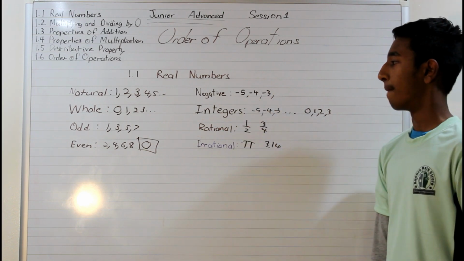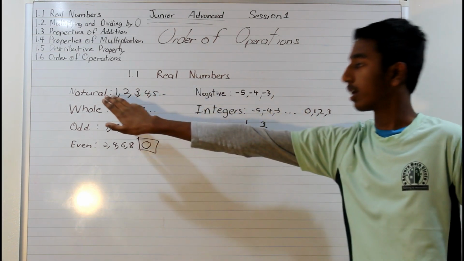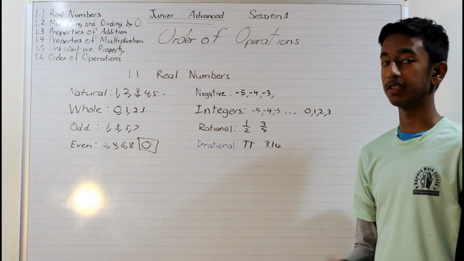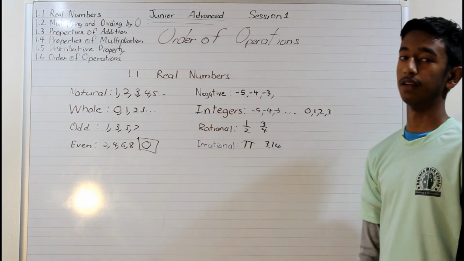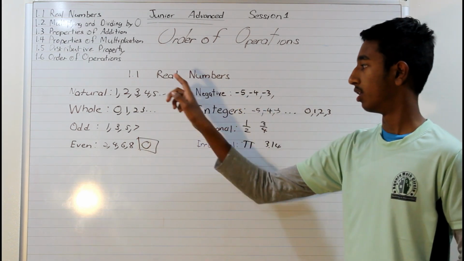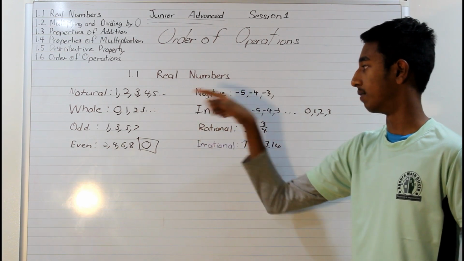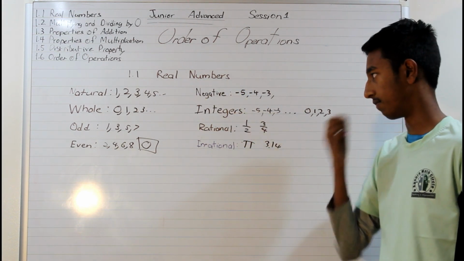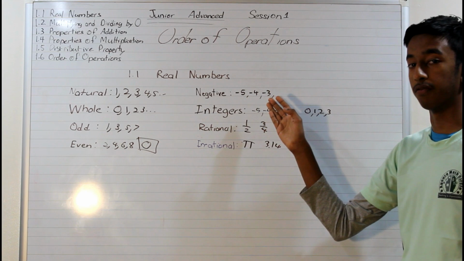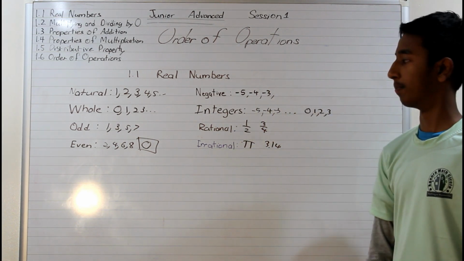Next, negative. So negative is basically a natural number, but all you have to do is add a negative sign or a minus sign in front of it, making it negative. So the negative version of 5 becomes negative 5 when you add the minus sign in front of it. Negative 5, negative 4, negative 3, and onward.